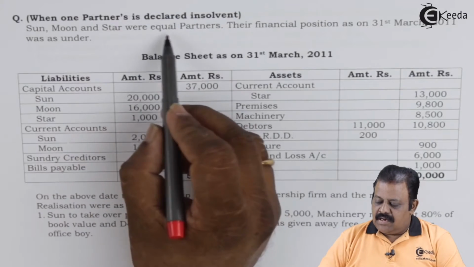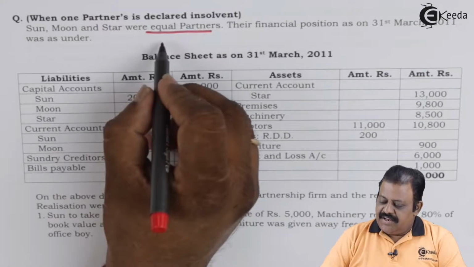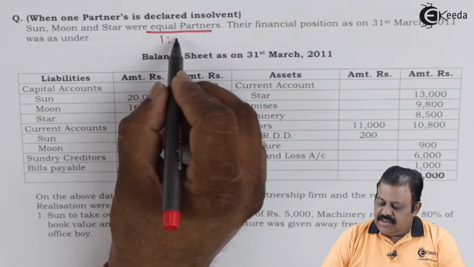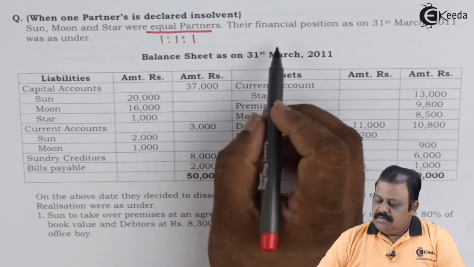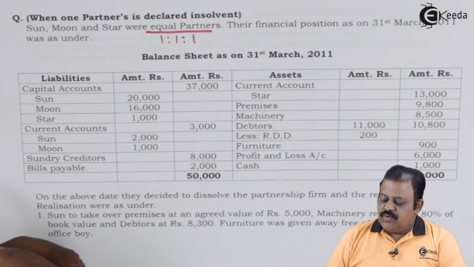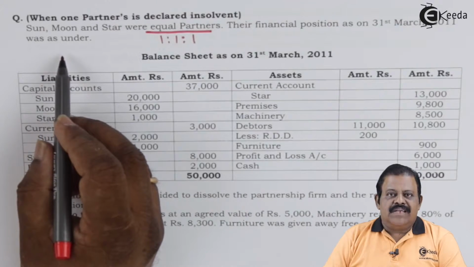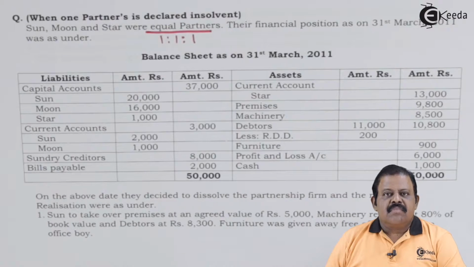Sun, Moon and Star were equal partners. So the profit sharing ratio is 1:1:1. Their financial position as on 31st March 2011 was as under. Balance sheet. Let us start with the asset side.